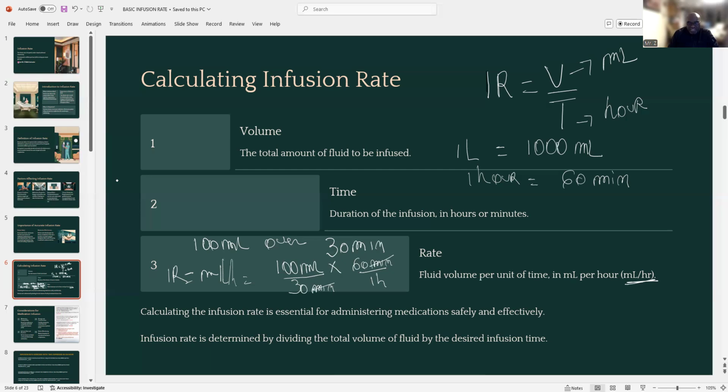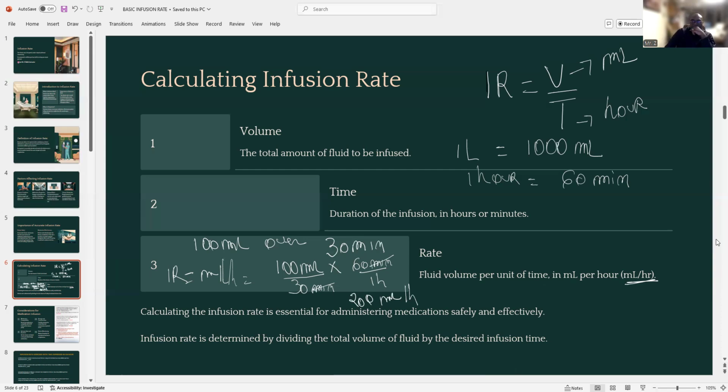So you've got 60 and 30. When you do 100 times 60, it will give you 6,000. If you divide that by 30, then you will have, in that case, 200 ml per hour. So we're going to do more exercises, and you will get the hang of it.